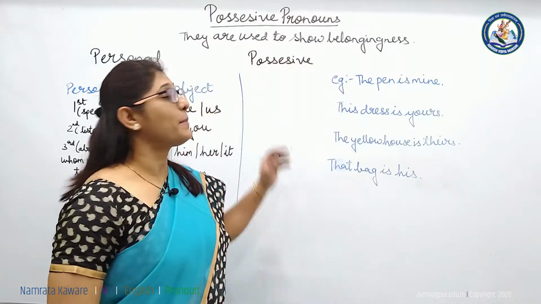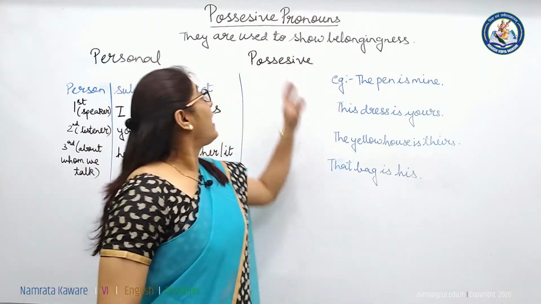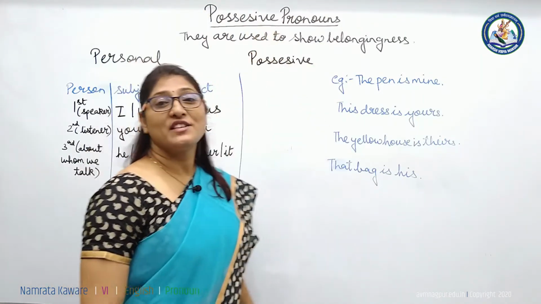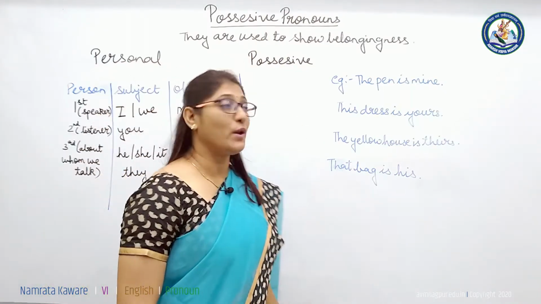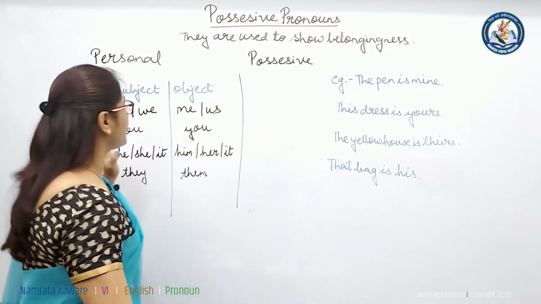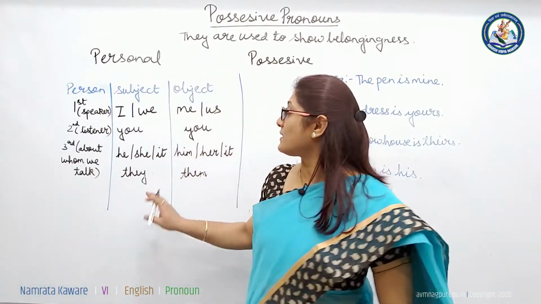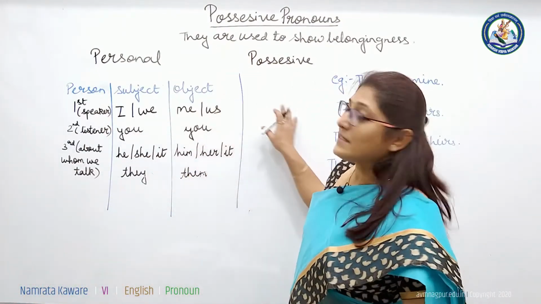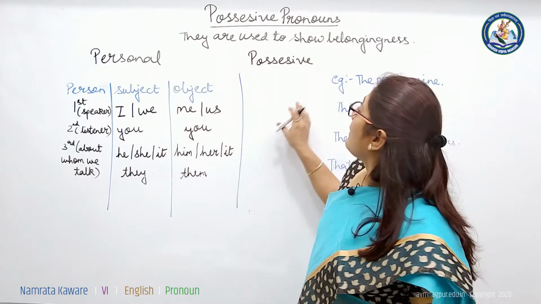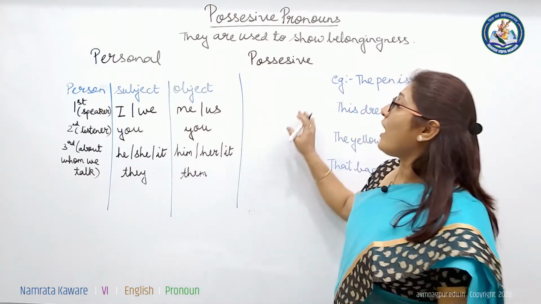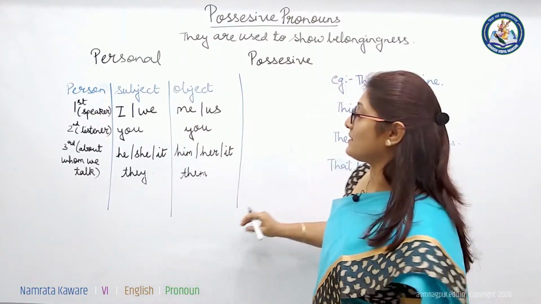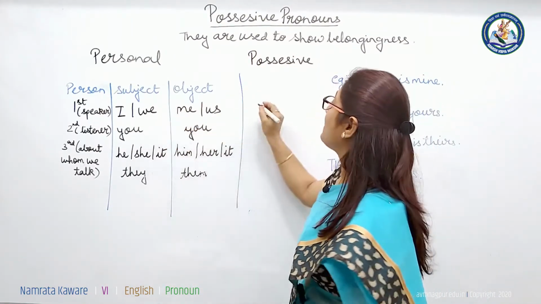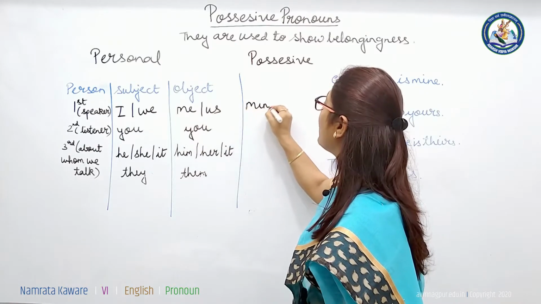Now let's see what are possessive pronouns. As the name suggests, possessive means possession. Possessive pronouns are used to show belongingness. Now we have already studied what are personal pronouns. In the same order, we learn how possessive pronouns are written for first person, second person, third person. For I, the possessive pronoun is mine.